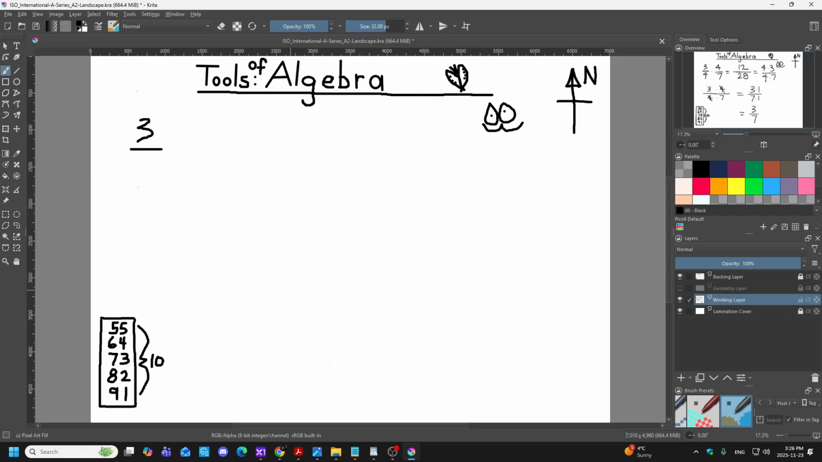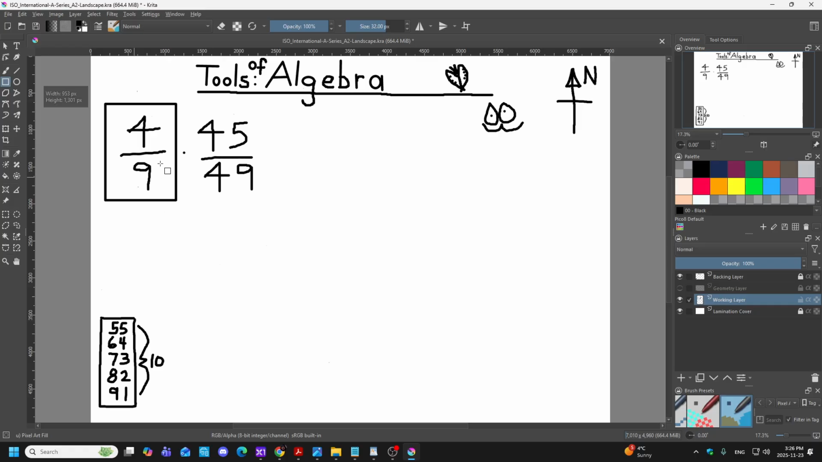All right, let's go. Let's do another. 4 over 9 times 45 over 49. Now, these are going to create some large values, right? Let's do this. So we're going to ignore this for now. We know that 9 can go into 45, correct?